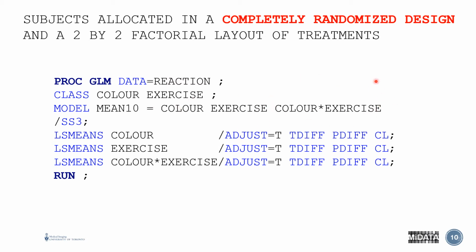And don't forget, we want to look and see if there's an interaction term, a significant interaction term, which means that there could be differences between the 4 different combinations. Once again, we ask for our LS means, in this case, for color on its own, for exercise on its own, and for the interaction.